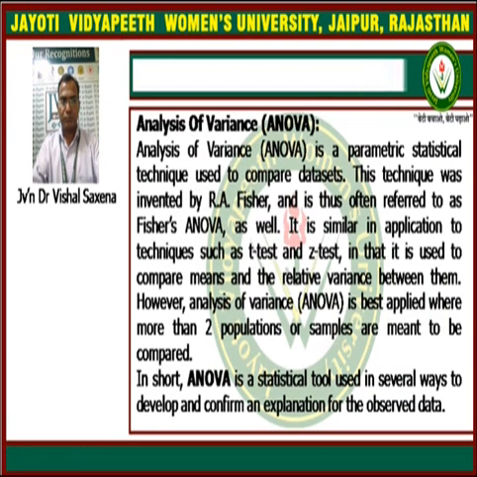So first we see the definition of ANOVA. What is ANOVA? ANOVA is known as analysis of variance. Analysis of variance is a parametric statistical technique used to compare data sets. This technique was invented by R.A. Fisher and is often referred to as Fisher's ANOVA. As well, it is similar in application to techniques such as the t-test and the z-test.